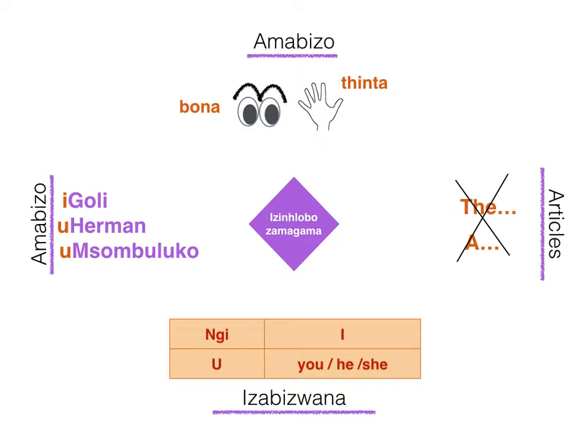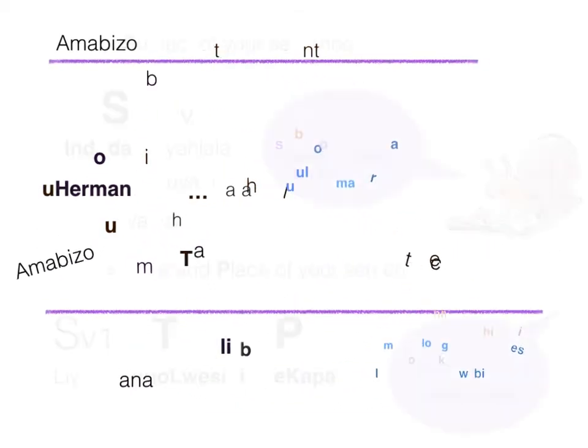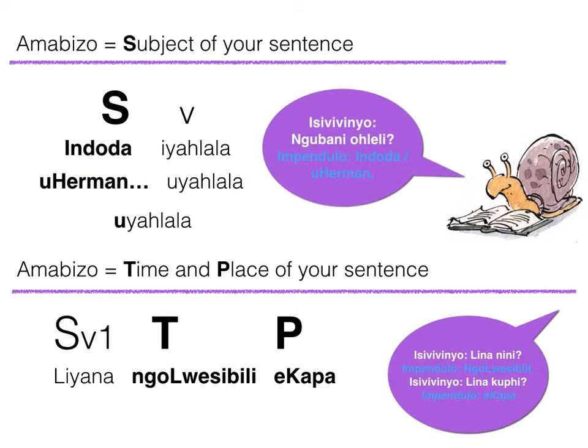Amabizo singawabona kanjani? How will you identify amabizo? They all start with a vowel. Ingakho sine igoli, uhemen, umsombuluko. Amabizo can be the subject of your sentence.